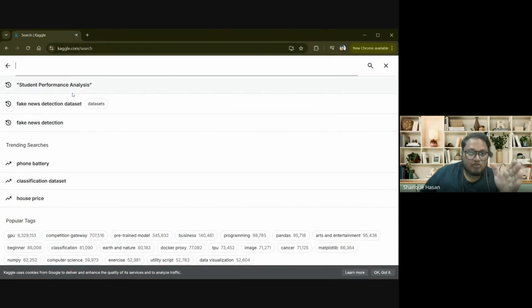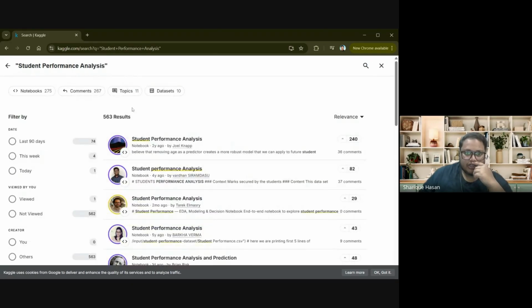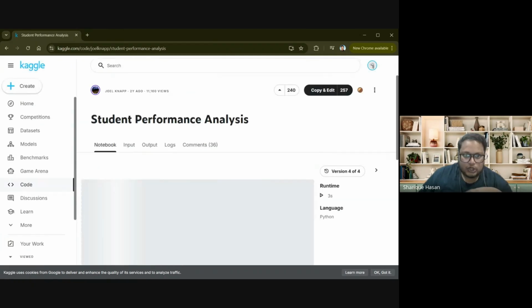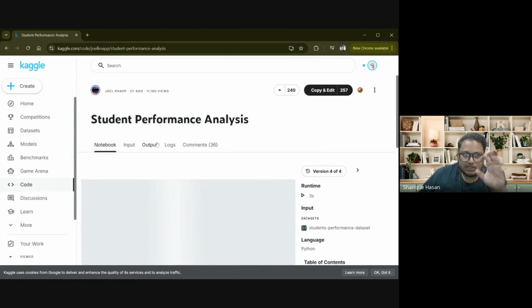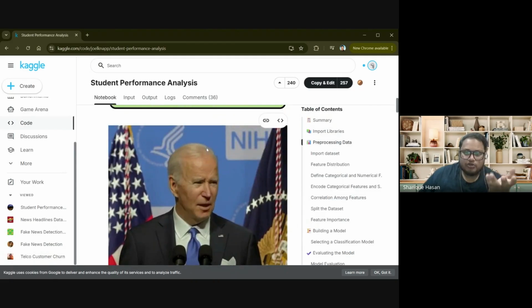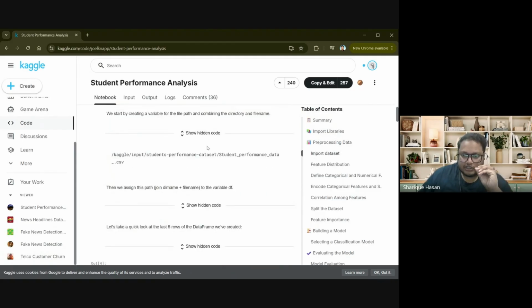Suppose this is the student performance analysis. This is going to be your mini project of this month also. If you click that, you're going to get lots of results. You can open any person's profile, and you'll get the data set very clearly here. I will explain in the upcoming classes how you are going to get data from this and many more things. So let's go back to the data collection side.